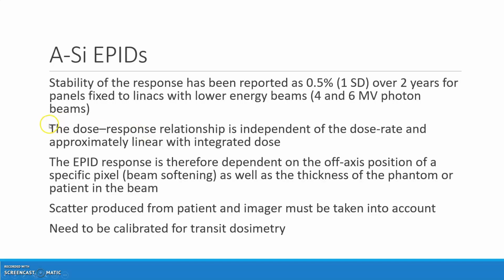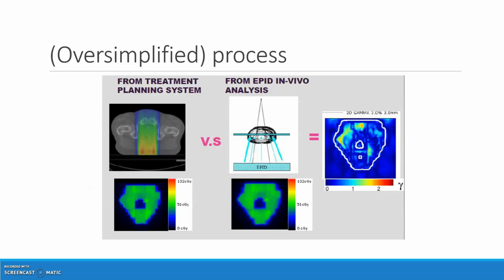We don't have to go into all the physics, but we've got a pretty linear relationship with dose rate and dose and what we see on the EPID in terms of its response. So the beauty of this is we get a full fluence map, okay? And in general, what we can do is produce an expected dose map, produce a measured dose map, and compare them. That is the basis of what's happening.